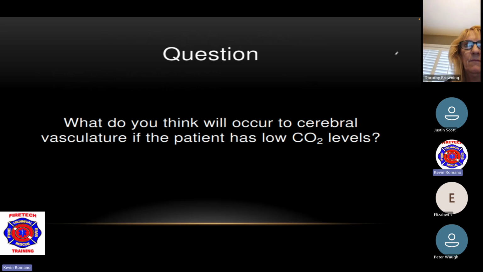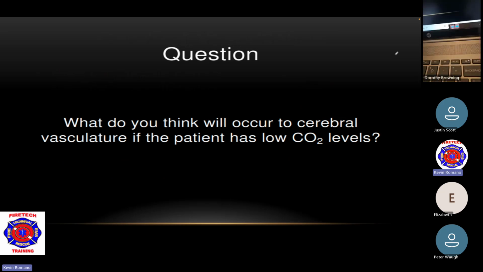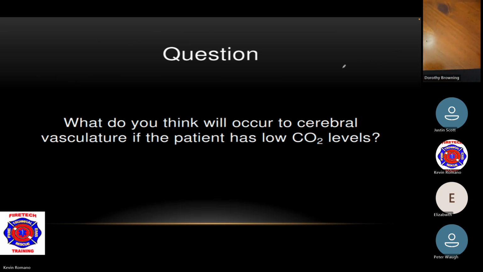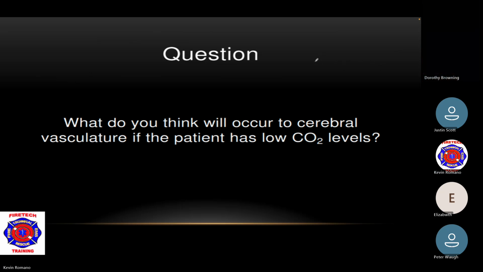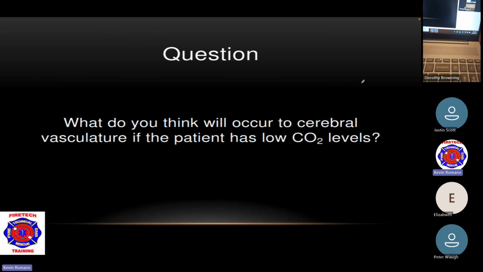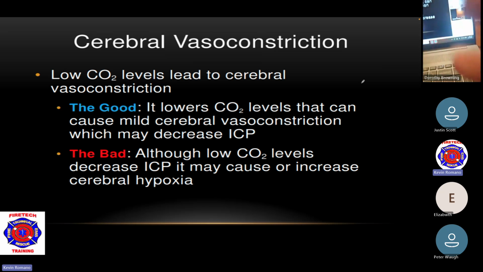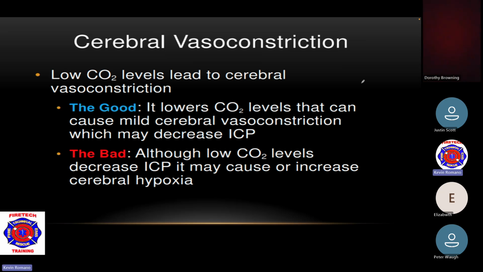So moving to the next slide, what do you think will occur to cerebral vasculature if the patient has low carbon dioxide levels? We said vasodilation for the other one, so obviously it'd be vasoconstriction, right? Low CO2 levels lead to cerebral vasoconstriction. The good is that it will decrease the ICP. Although low CO2 levels decrease ICP, it may also cause cerebral hypoxia, one of those things that actually kills the brain. That's why I said 35 is that magic number.